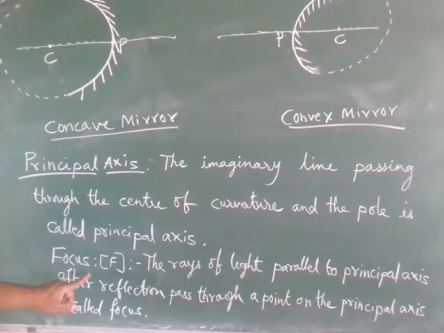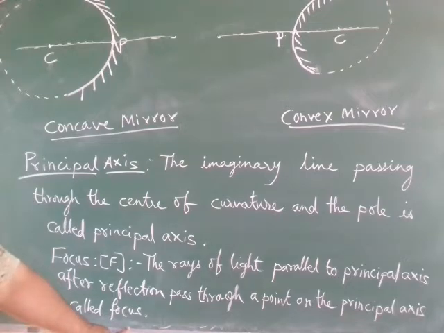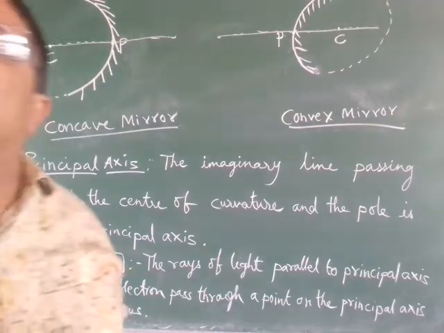Now what is principal focus? The rays of light parallel to the principal axis, after reflection, pass through a point on the principal axis, and this point is called the principal focus. Now I will let you know what it actually means.